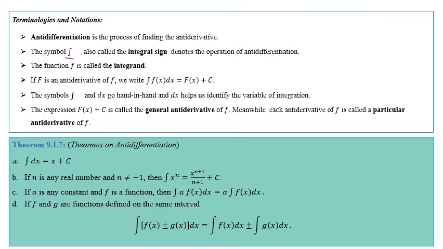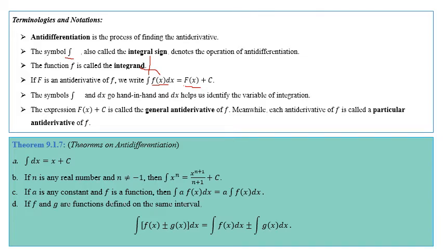If F is an antiderivative of f, we write that the integral of f of x dx is equal to capital letter F of x plus C. Ibig sabihin nito, ang antiderivative daw nito, or antidifferentiation niya, is si capital letter F of x plus C. Katulad nung diniscuss ko kanina sa previous slide. Okay, ang tawag dito, class, si f of x, that is the integrand. Ang tawag dito sa sign na ito is yan yung integral sign.